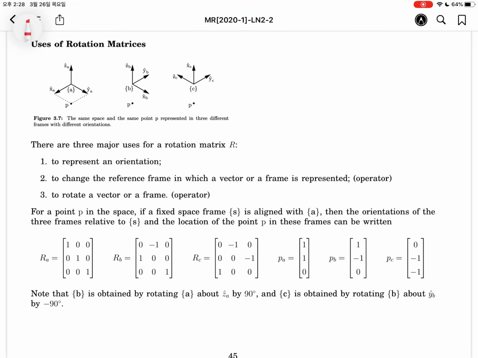Okay, the rotation matrix can be used in three ways. The first one is that it can represent orientation. The second is that it can change the reference frame. The third is that it can rotate a vector back to our frame. In the case of the second and third, it acts as an operator, not a description.